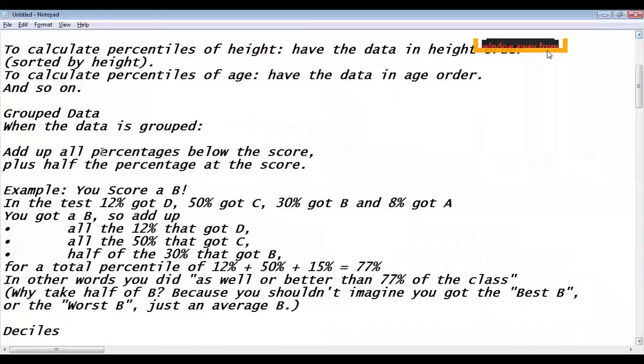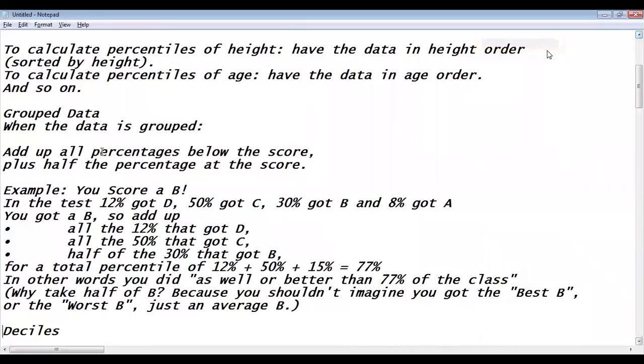So I hope this is understood. You can see the steps again. The 12% have got D, 50% have got C, 30% have got B, and 8% have got A. So add 12 plus 50 plus half of 30, that is 15. So you are better than 77% of the class. So this is how to find out the percentile. So it means 77% of the students are below you, have scored less than you, correct? So this is the percentile. We are calculating it out of the 100%.